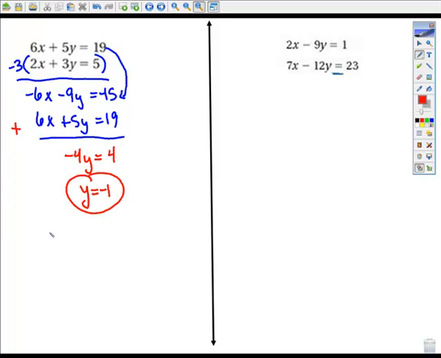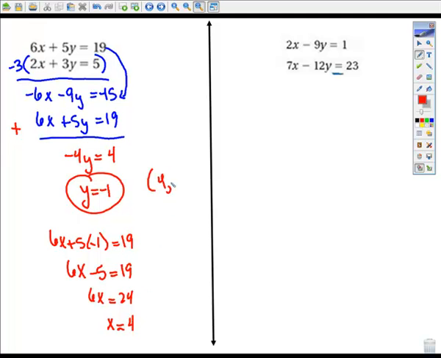I'll put it into the top equation. 6x plus 5 times negative 1 equals 19. 6x minus 5 equals 19. Add the 5 and I get a 24. So x equals 4. So my solution here is 4, negative 1.